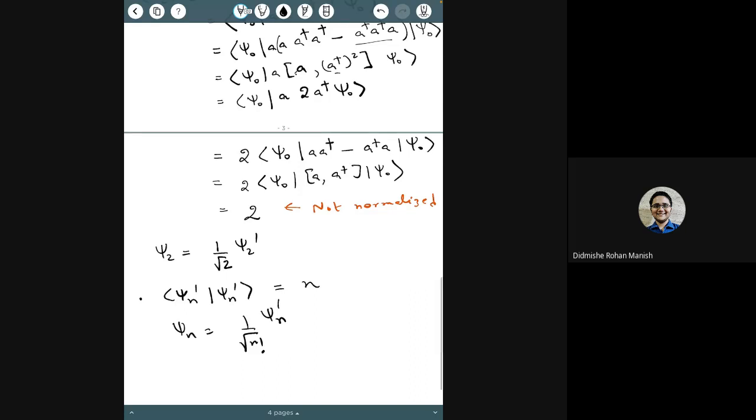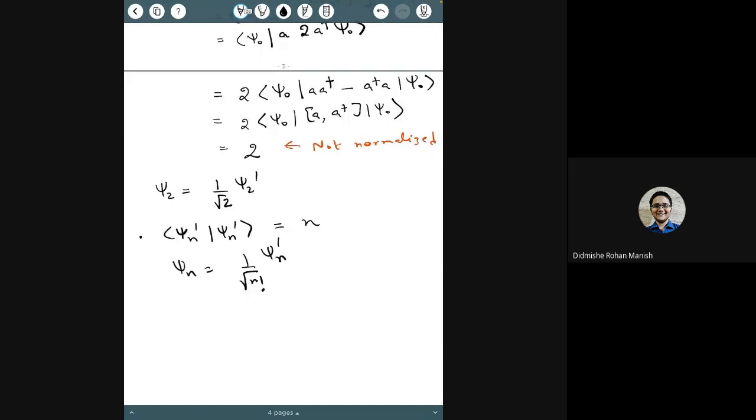But then if you want to write this, you will get A dagger to the power n psi 0. Okay. Or what did I do wrong? Sorry. No, no, this equal to n, so no, no. Sorry. Yeah, so this is n.